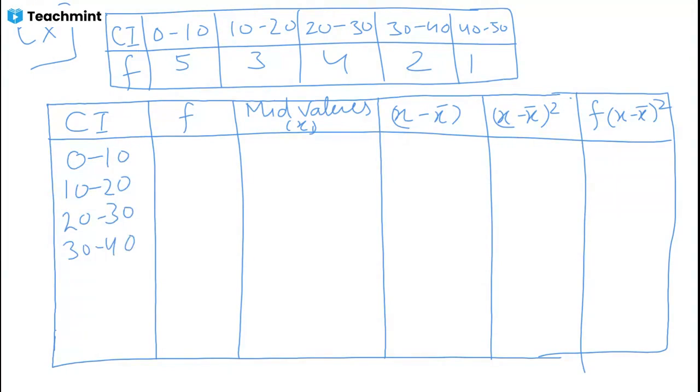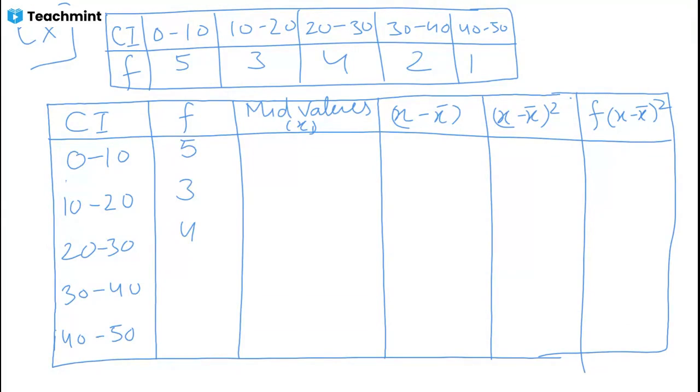Okay, so let us take class intervals 0 to 10, 10 to 20, 20 to 30, 30 to 40. We need a gap also to find f. Sorry, 0 to 10 we need some gap, and 10 to 20, 20 to 30, 30 to 40, and 40 to 50. Corresponding f is 5, 3, 4, 2, 1.